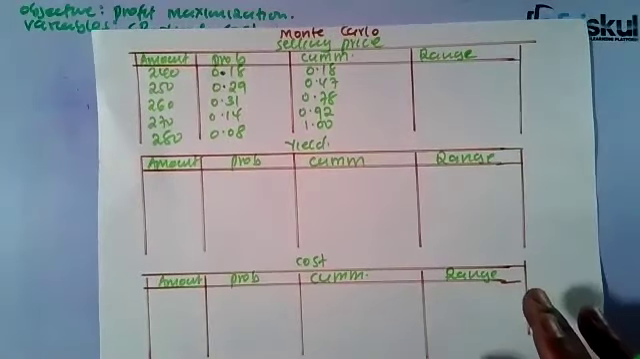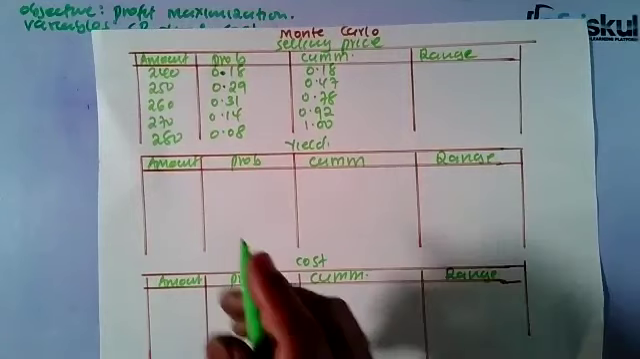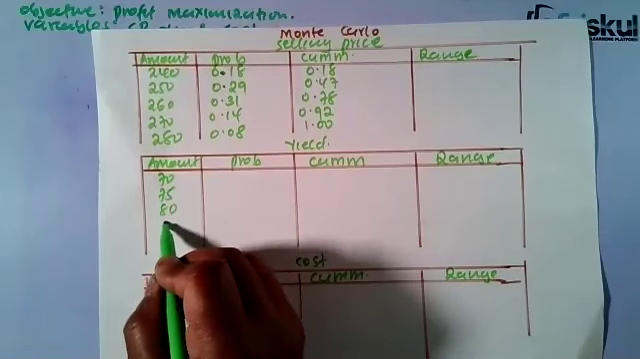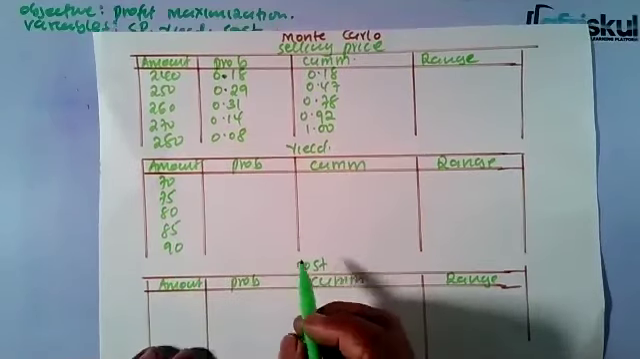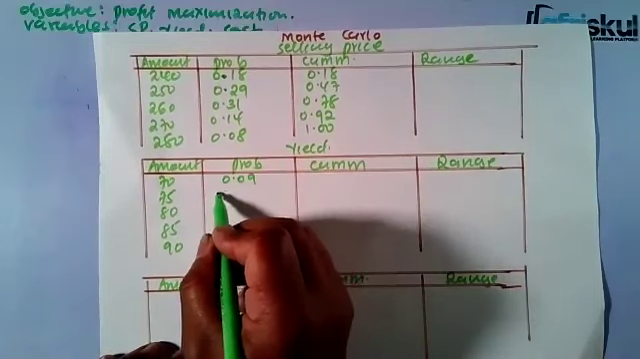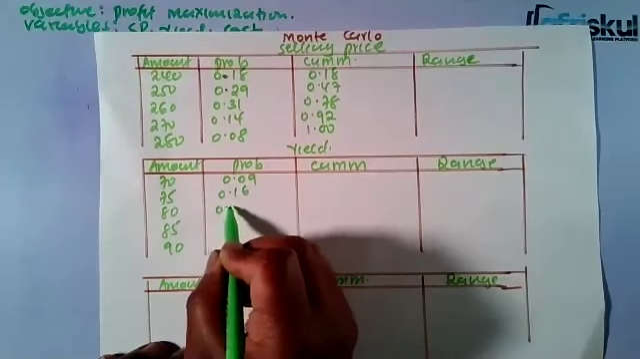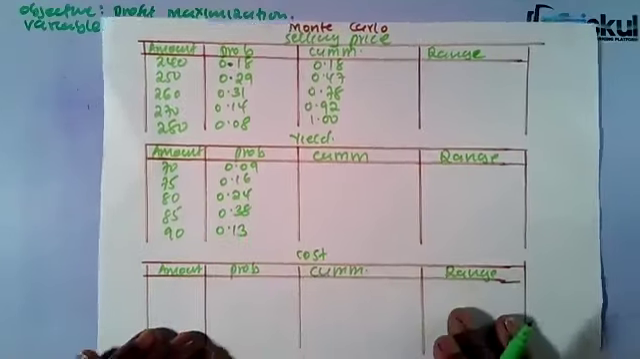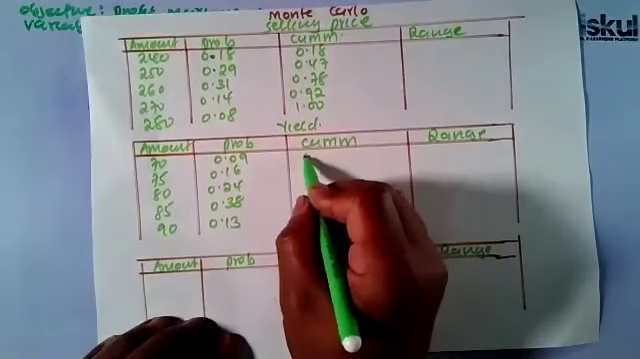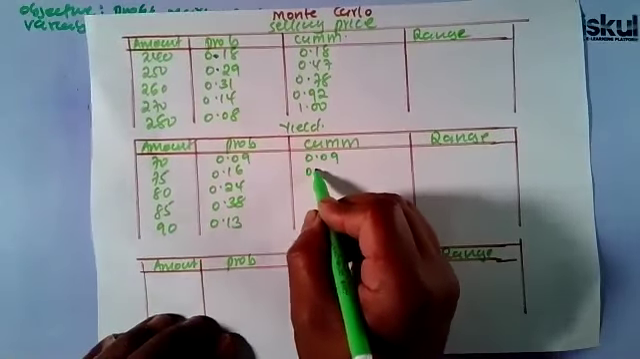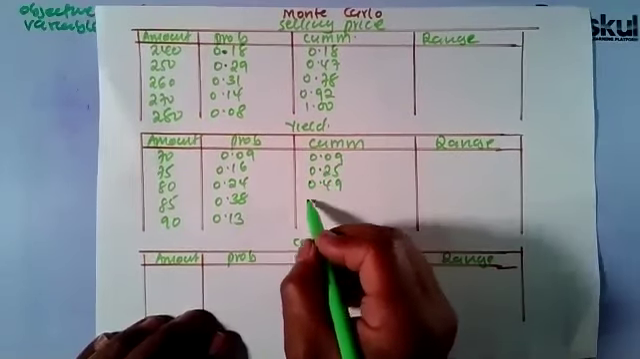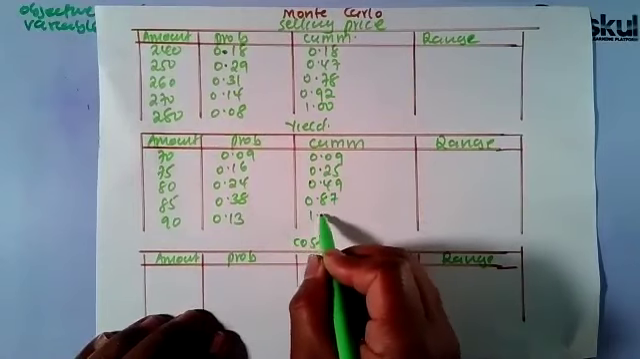We go now to the yield. Yield, you are given 70, 75, 80, 85, 90. Then you have probability 0.09, 0.16, 0.24, 0.38, 0.13. Then we accumulate. So it's 0.09, 0.25, 0.49, 0.87, 1.00.